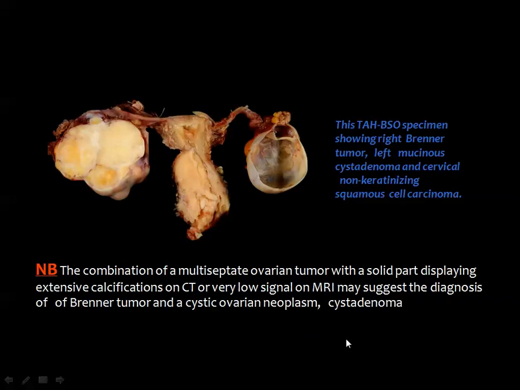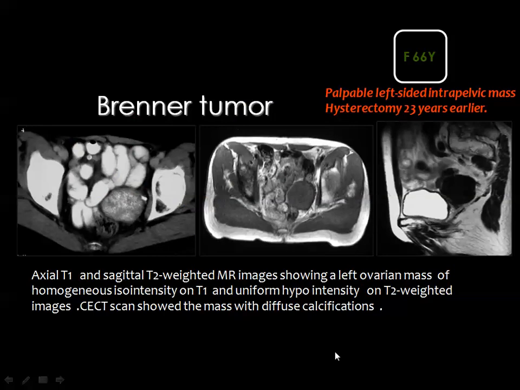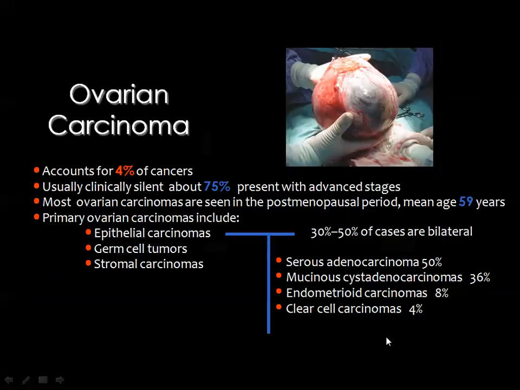And here is an example of a Brunner tumor in the right ovary associated with carcinoma of the cervix, and the epithelial tumor in the left ovary in the form of mucinous cystadenoma. And this is a transabdominal panhysterectomy with bilateral salpingo-oophorectomy sample. And this is a Brunner tumor by CT, solid lesion with internal matrix calcification by MRI. The lesion is of relatively dark signal on T1 and very dark signal on T2 weighted images.